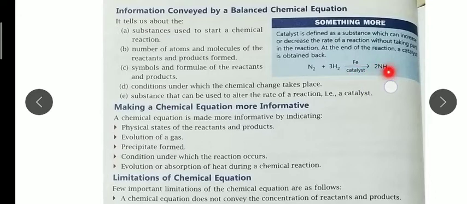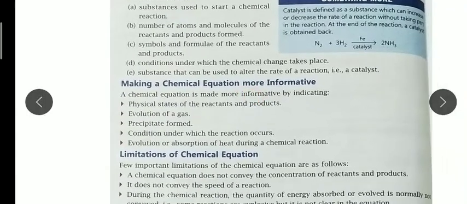On the product side, iron is not there, only ammonia is there. So it is not combining with the reactants to form a product. It is not taking part in the reaction, it only increases or decreases the rate of reaction. So remember this definition. At the end, the catalyst is obtained back, and again it will help the reactants by increasing the rate of reaction. A substance that is used to alter the rate of reaction is called a catalyst. Definition is given, so we can make the chemical equation more informative.